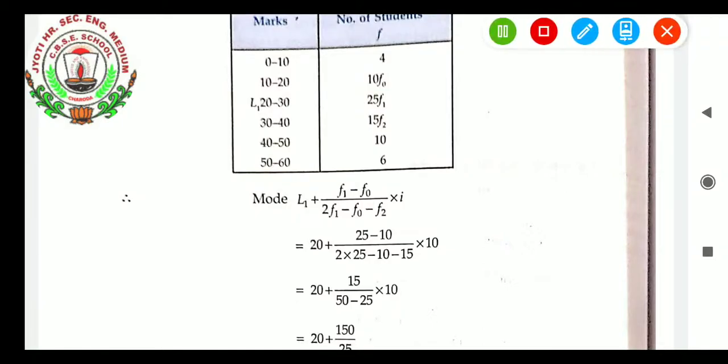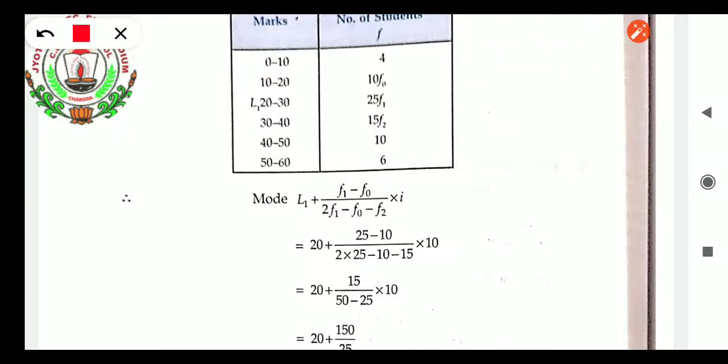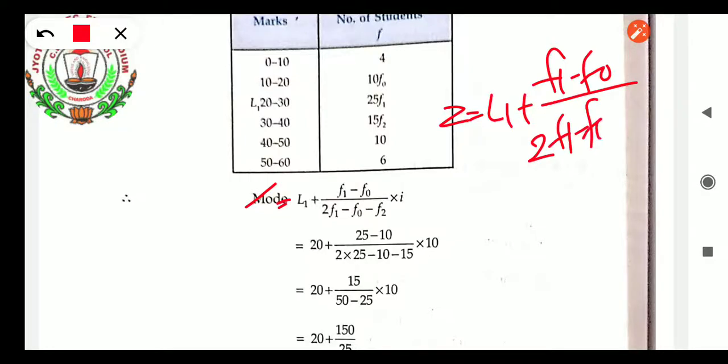Now we will learn the mode formula. Mode, which we can write as Z, equals L1 plus (f1 minus f0) divided by (2 into f1 minus f0 minus f2), into i. Students, remember one thing: f1 minus f0 is in the numerator, and the same f1 minus f0 is in the denominator also, and one more frequency, f2, is subtracted. Only f1 is multiplied by 2, not f0 and not f2. Remember these points.